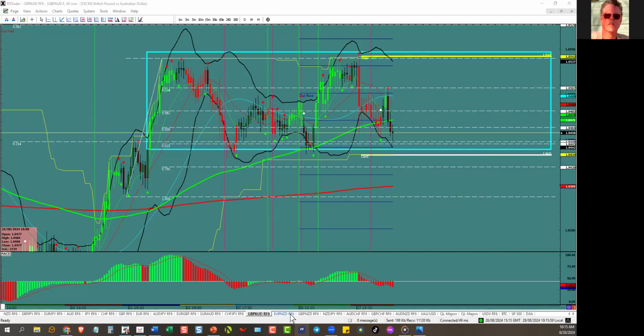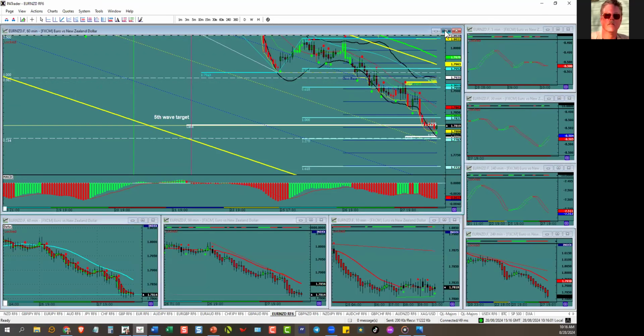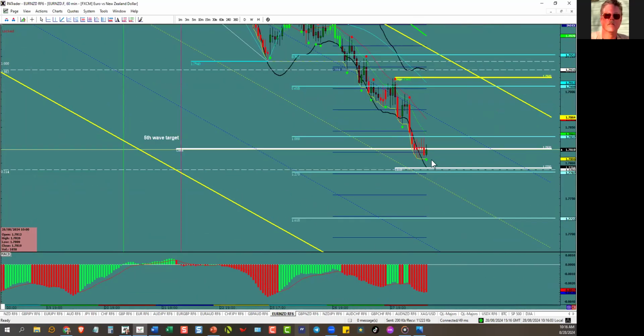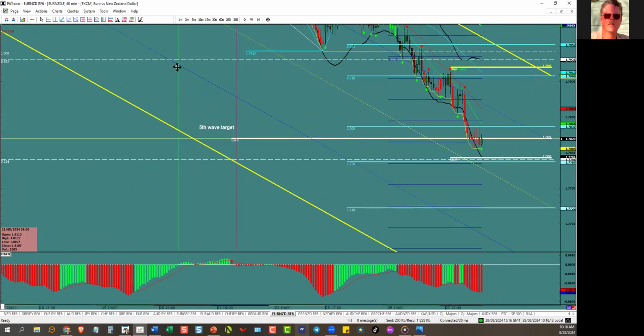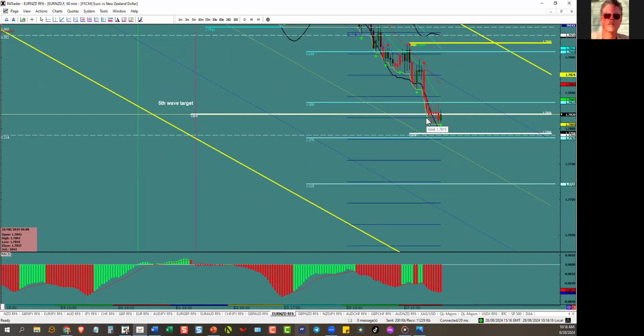You're in New Zealand. We're just shy of target right now, maybe 20 pips to the target right there. Notice that this was our 5th wave target. We figured that out all the way back up here. I put it on there so you can see what it does. What did it do? Right to the target.